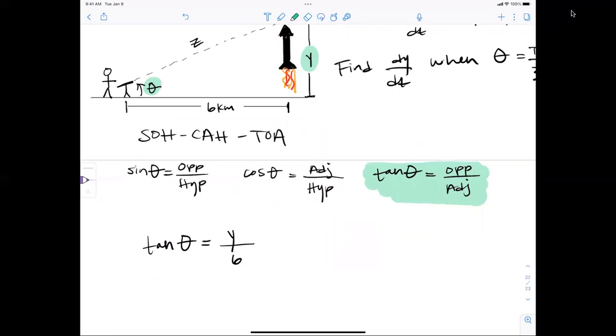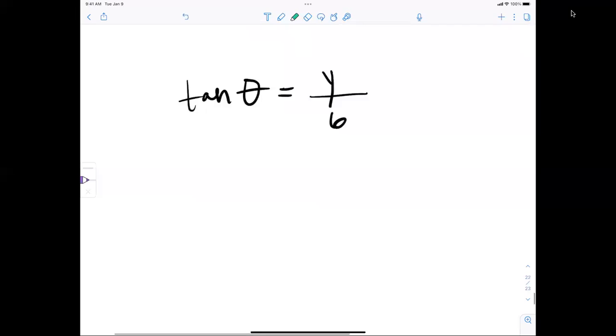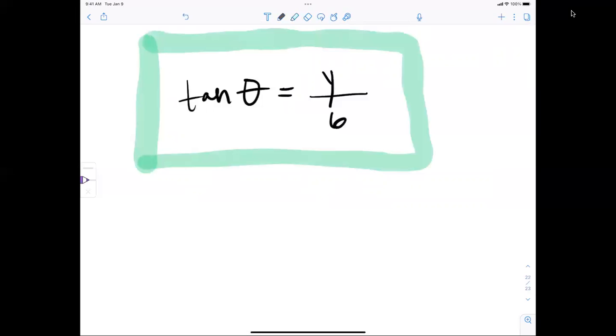If we had been wanting to solve for dz over dt for some reason, then we would have wanted to use cosine, because cosine would have been side adjacent over the hypotenuse. This is just my preference. So this is the equation that we're going to differentiate. I'm going to multiply by 6 on both sides. You don't have to do this, but I prefer to do this. So to rewrite the equation as 6 tan theta equals y.